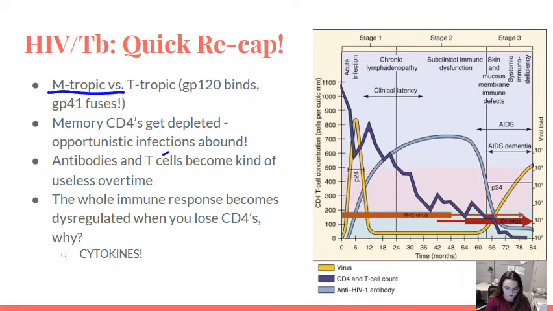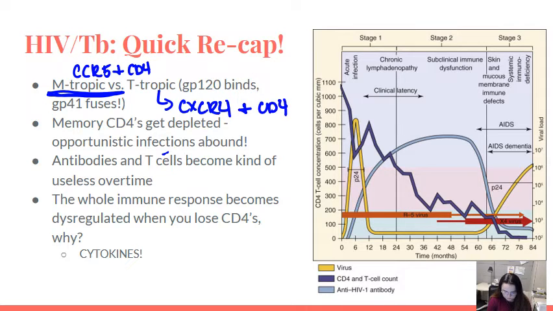So I made the point in the video that most patients, when they're initially infected, have an M-tropic virus. Remember, M-tropic means that it's using CCR5 and CD4 to access cells. If it's T-tropic, it uses CXCR4 as the co-receptor, and then also CD4, right? So then it's both. Now, so why does this make sense?